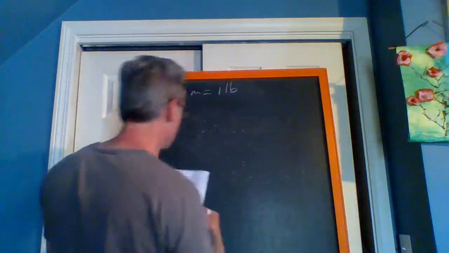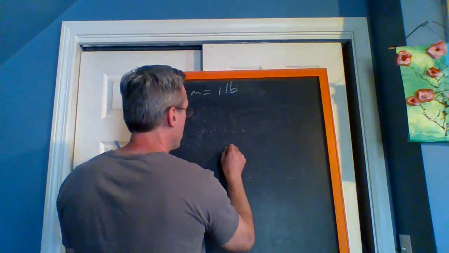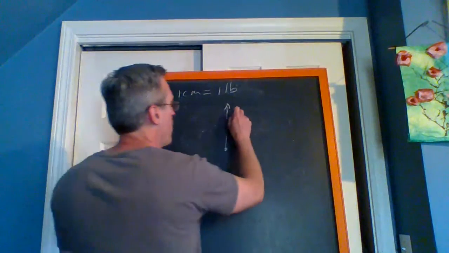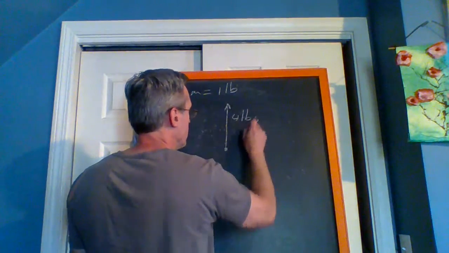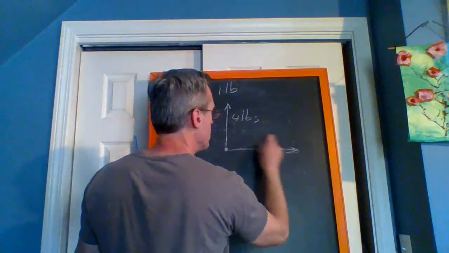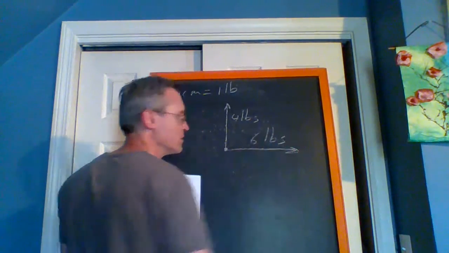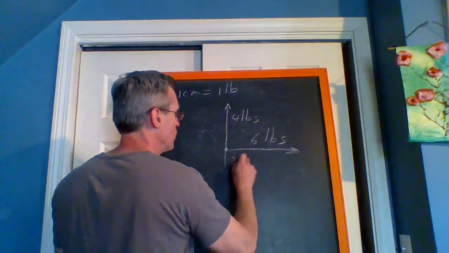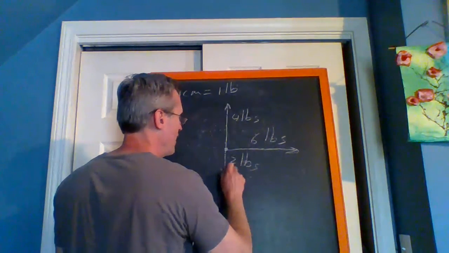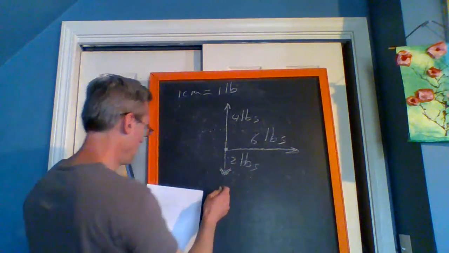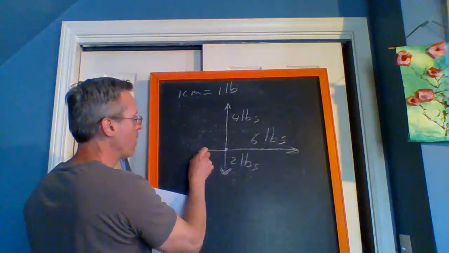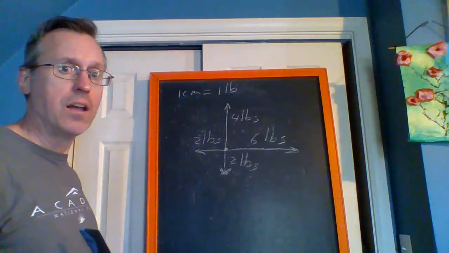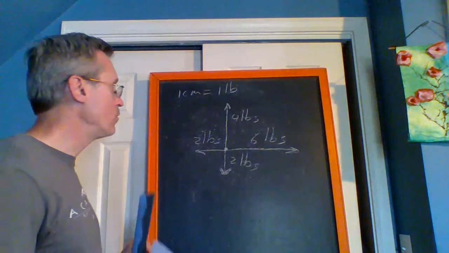So here we go. Number 4 is actually this right here. So number 4 is quattro, 4 vectors, and you have 4 pounds in this direction. You have 6 pounds in that direction. You have 2 pounds straight down. And then you have another 2 pounds pulling to the left. Okay? Now, how are you going to add these? Well, the same exact way.